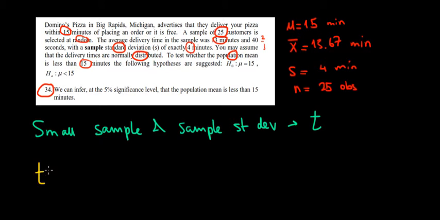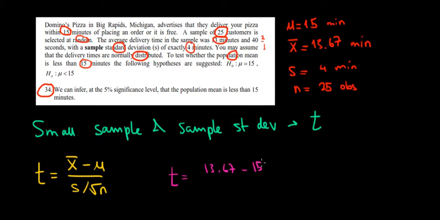As we just said, the t-test is the same logic as the z-test. We're comparing the difference of the sample mean from the population mean relative to the standard error, which is the standard deviation divided by the square root of n. So if we calculate the t-test in this case, we get 13.67 minus 15 minutes, divided by the sample standard deviation of 4 relative to the square root of the number of observations, square root of 25, and that's equal to minus 1.675.